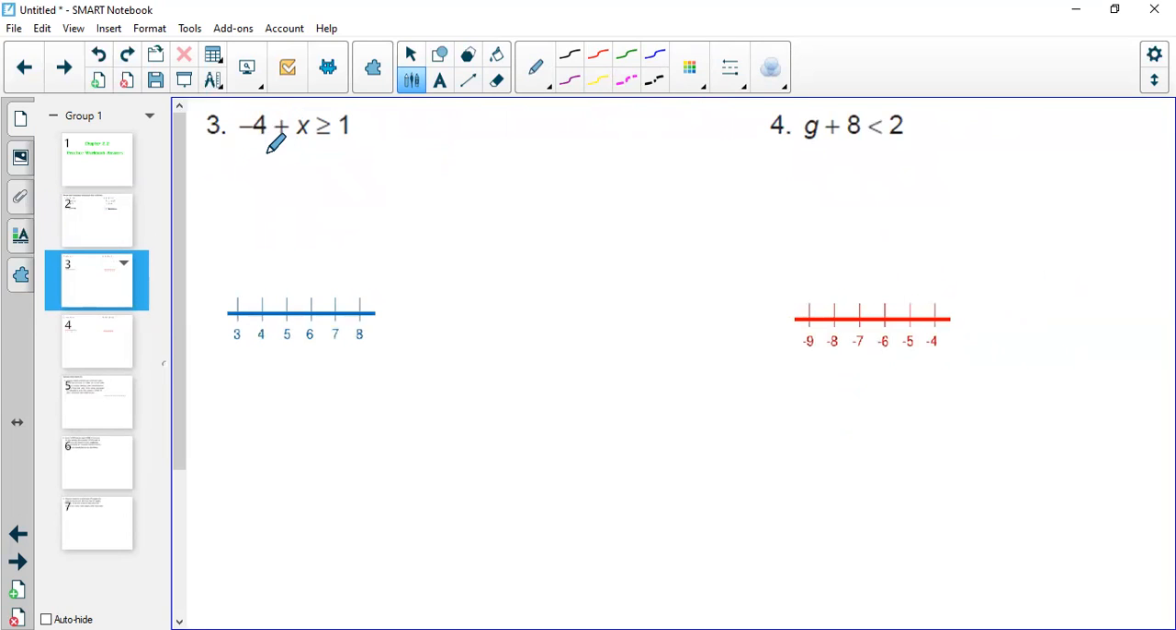Let's move to the next question. Well, these are quite easy questions. So x is greater than or equal to 1 plus 4. So x is going to be equal to or greater than 5.